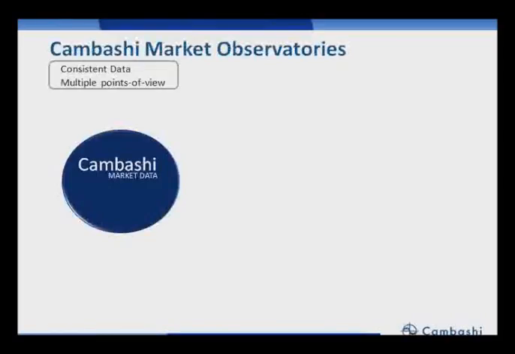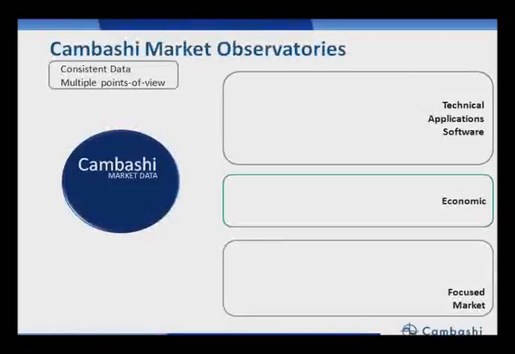So, the Cambashi market observatories. These are data sets delivered as standard spreadsheets. We research the global market from different points of view, and the observatories provide consistent data for these multiple views of the market. The observatories fit into three groups. Technical application software, at the top here, is our core domain. Our example today is in this domain. We'll be looking at a software vendor selling technical application software.